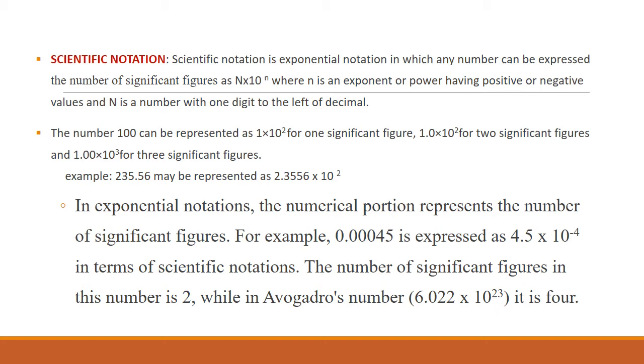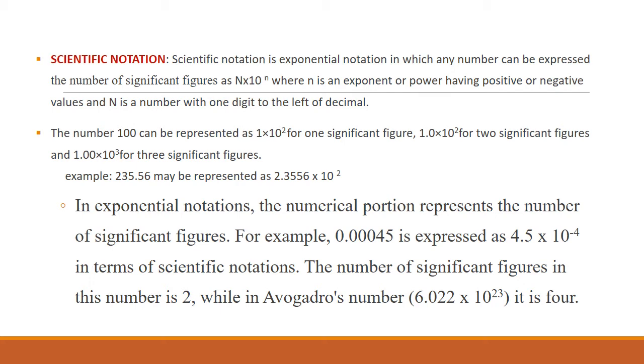Scientific notation. These values can be expressed in scientific notation. Scientific notation is an exponential form in which any number can be expressed as N multiplied by 10 to the power n, where n is an exponent and N is a number with one digit to the left of the decimal. The number 100 can be expressed as 1 into 10 to the power 2 for one significant figure. It may be written as 1.0 into 10 to the power 2.